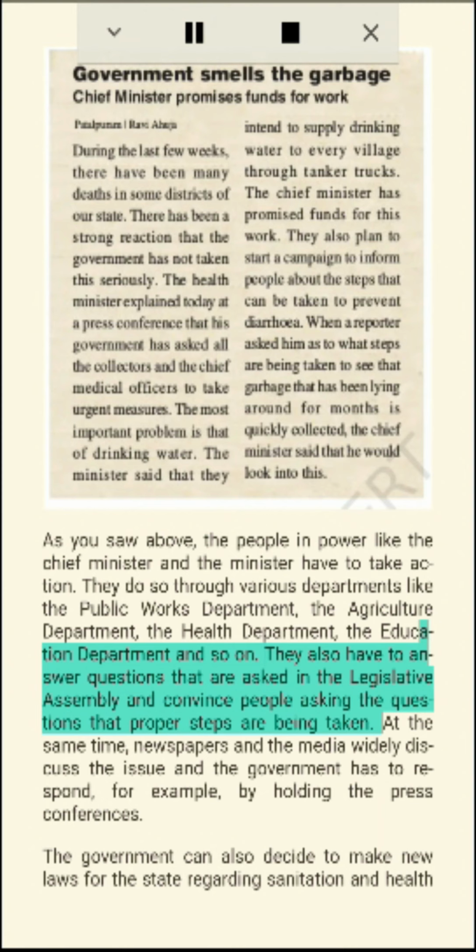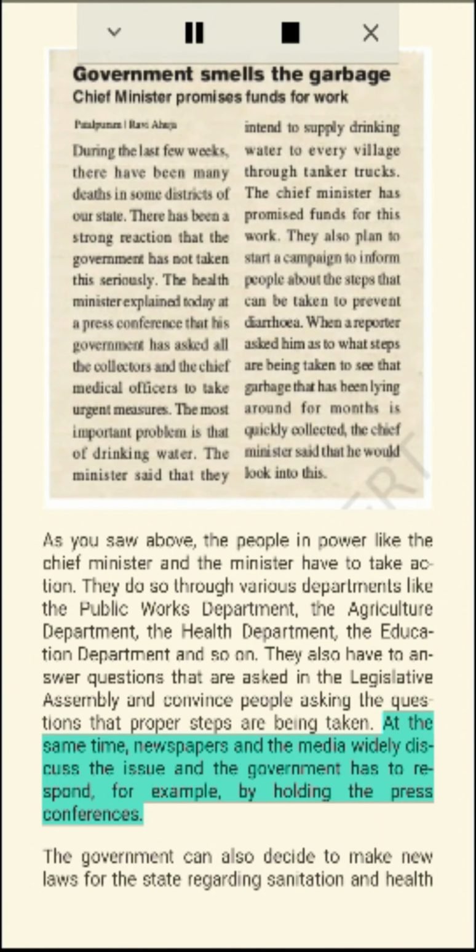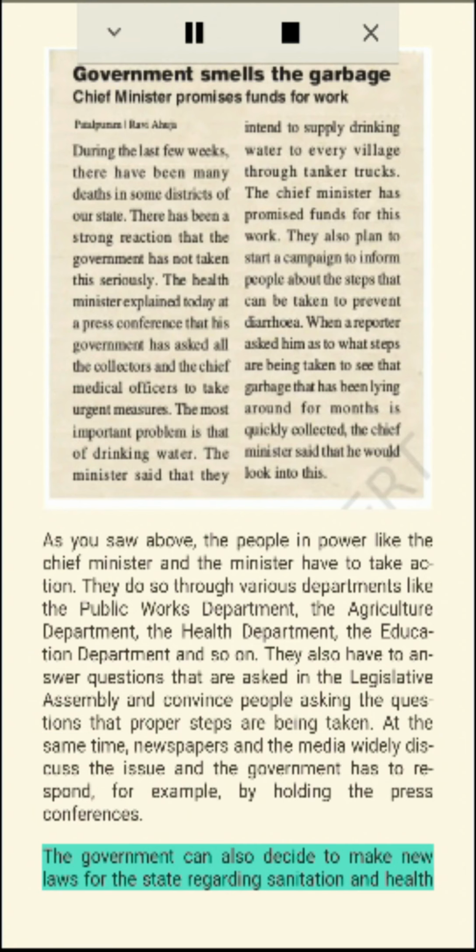They also have to answer questions that are asked in the Legislative Assembly and convince people asking the questions that proper steps are being taken. At the same time, newspapers and the media widely discuss the issue and the government has to respond, for example, by holding press conferences.